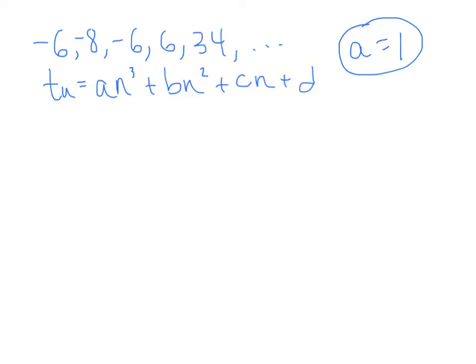Okay, so I've rewritten my sequence. I've written the general formula that I'm going to use to solve for b, c, and d, and I've written that a is 1. So now I need to use my sequence to find 3 different equations. So we did this exact process with the quadratic sequences, finding 2 equations. Now we're just going to have to find one more.